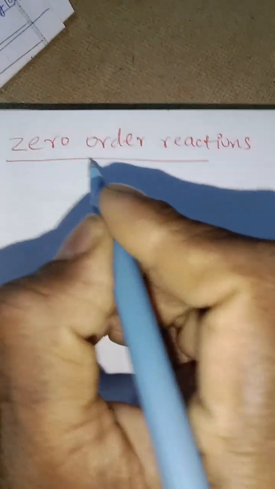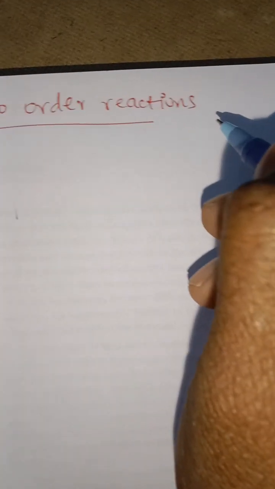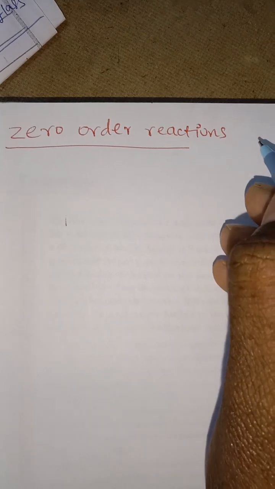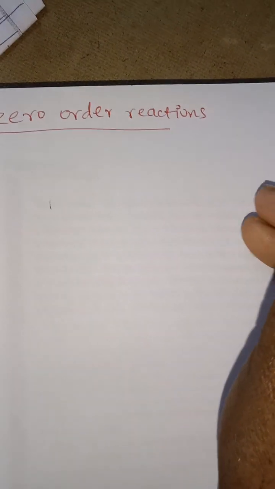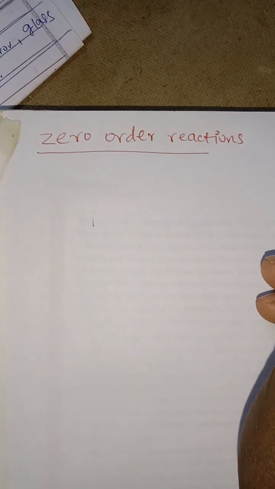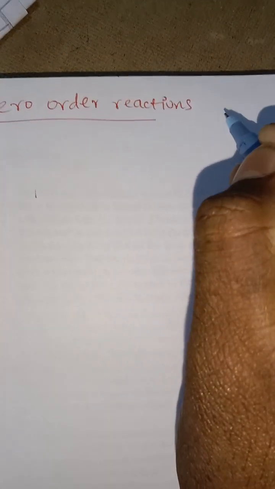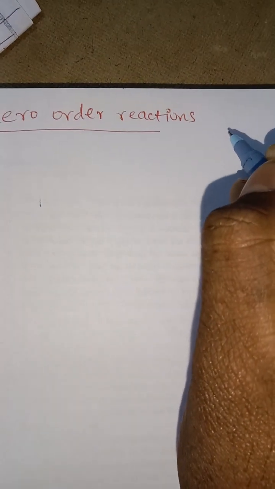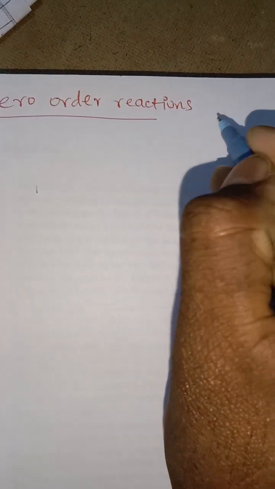Zero order reactions. In this video, we will see about zero order chemical reactions. Zero order reactions are the chemical reactions in which the rate of reaction is proportional to the zero power of the concentration of the reactants. The reactions in which the rate of reaction is proportional to the zero power of the concentration of the reactants are called zero order reactions.